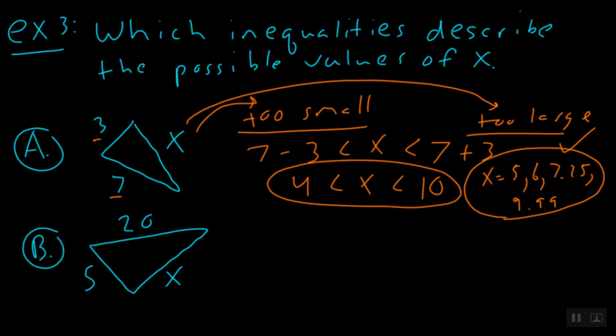What about some things that would not work? This little symbol right here means x does not equal. Well, x couldn't equal 2, that's too small. x couldn't equal 100, that's too large, it's bigger than 10. And you know what x also couldn't equal? x couldn't equal 4, and x couldn't equal 10.